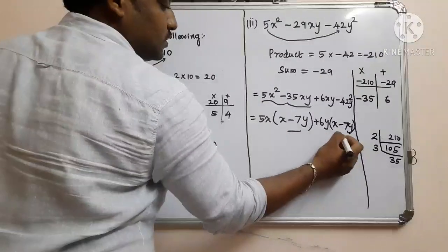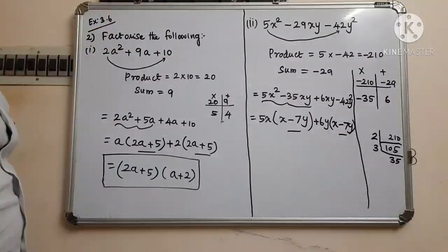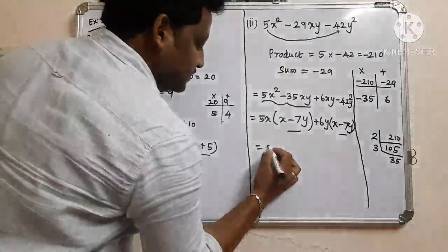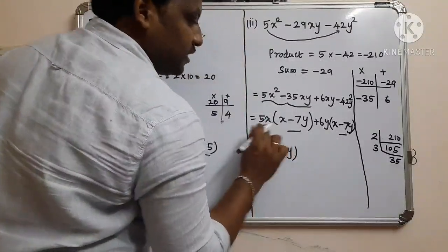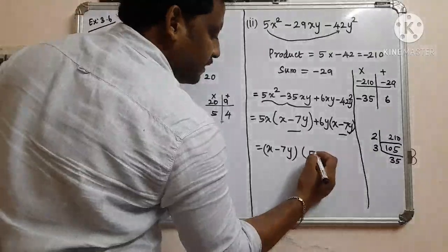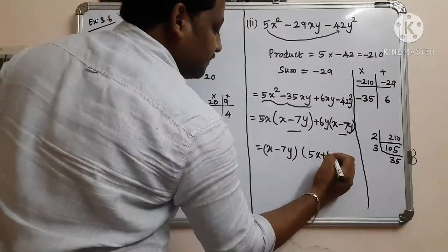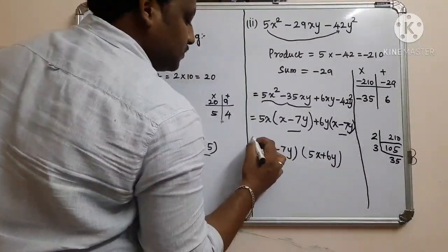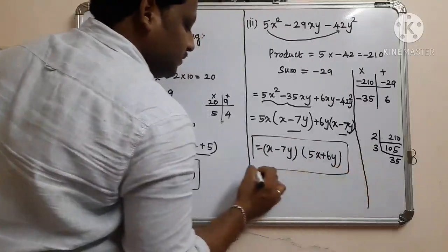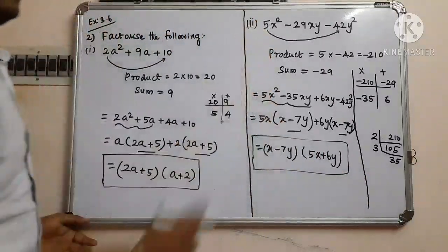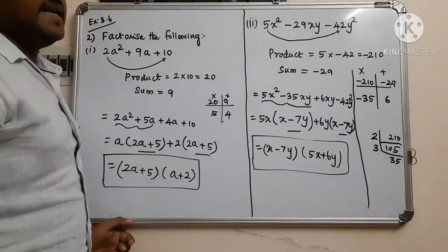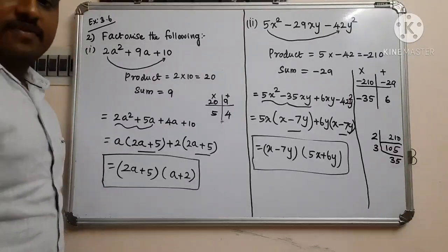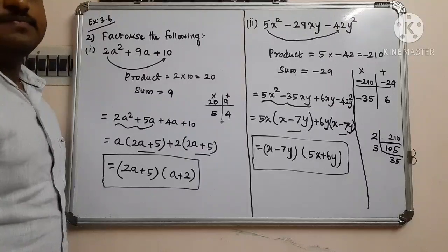So now look at the two terms, x minus 7y is a common term. The remaining term is 5x plus 6y. So these are the factors of the given polynomial 5x square minus 29xy minus 42y square. Understood?